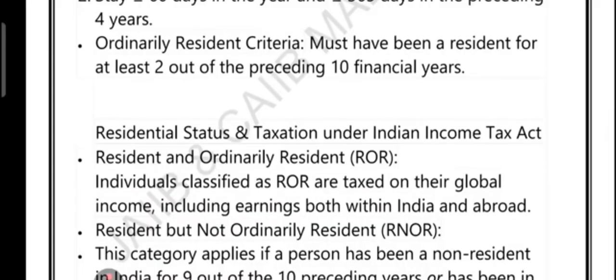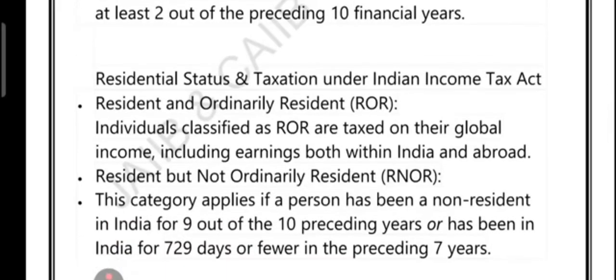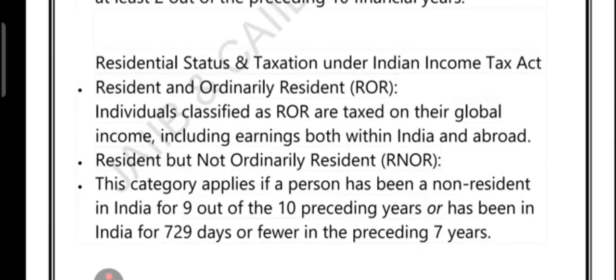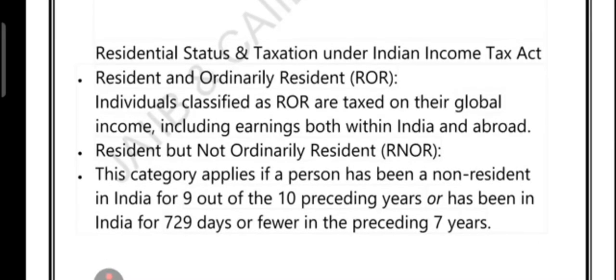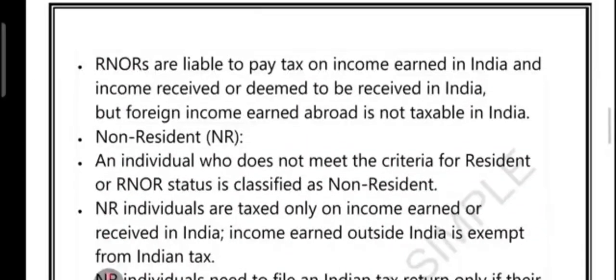Now friends, if you are a resident and ordinary resident in India, the taxman wants to know about all your income, in India and abroad. If you are a resident but not ordinary resident, that is called RNOR, meaning you have been a non-resident for 9 out of the 10 years, or you have stayed in India for 729 days or less in the last 7 years, then you only pay tax on the income earned or received in India. Your foreign earnings stay tax free in India. So RNOR individuals are liable to pay tax on income in India; income received outside India will not be taxable.